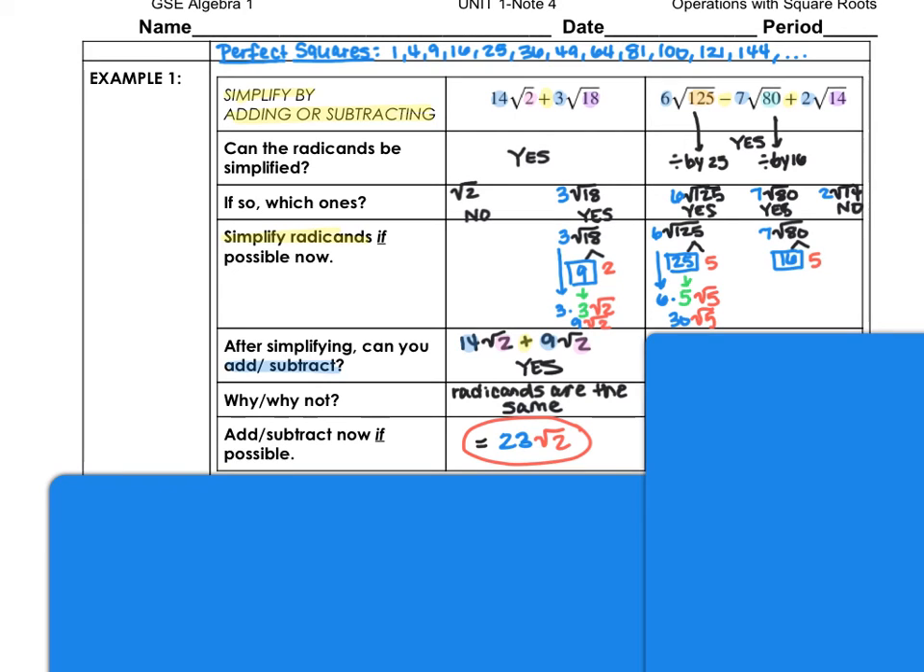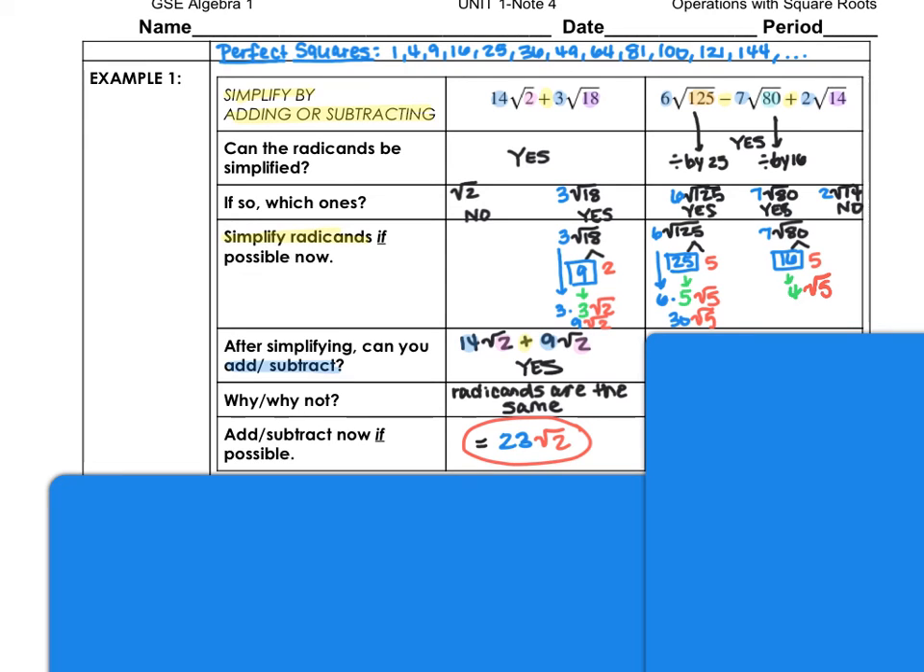So let's do the same thing for 7 square root 80. The largest perfect square we said that you're able to divide 80 by is 16, and you get the imperfect square of 5. So now if we take the square root of our perfect square, we get 4 square root 5.